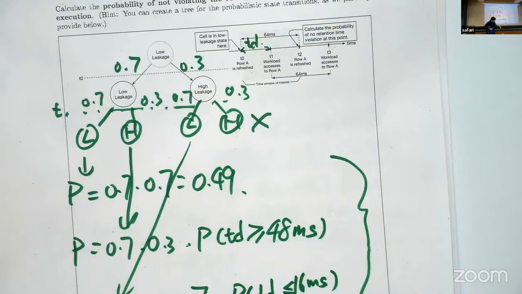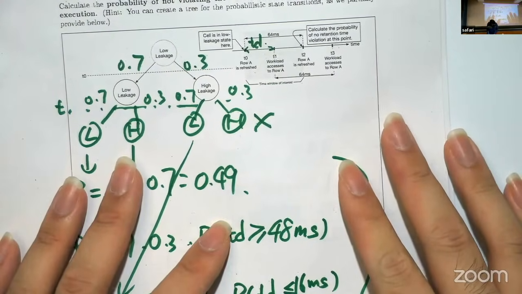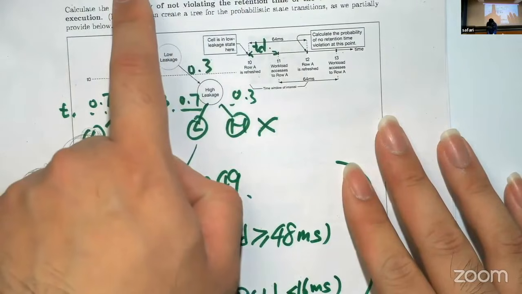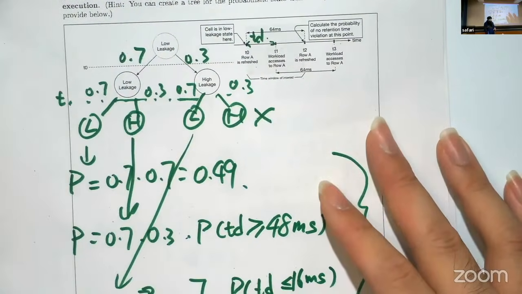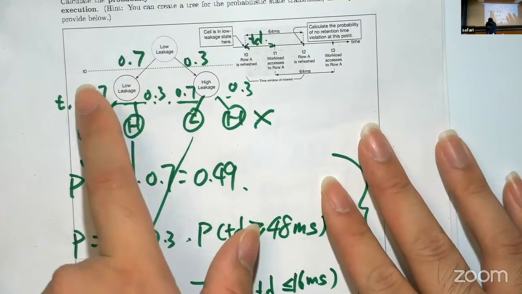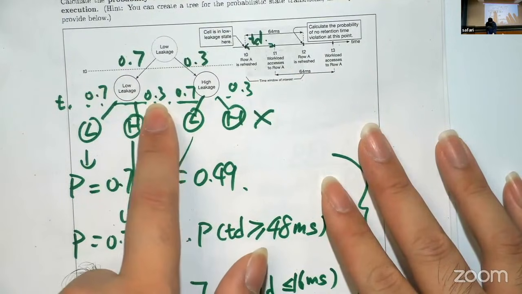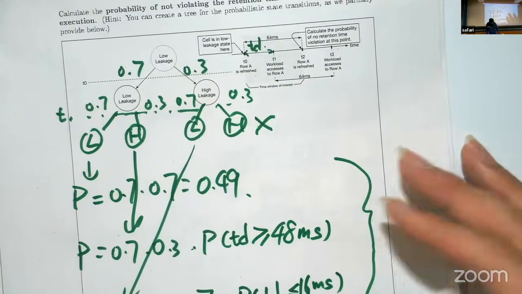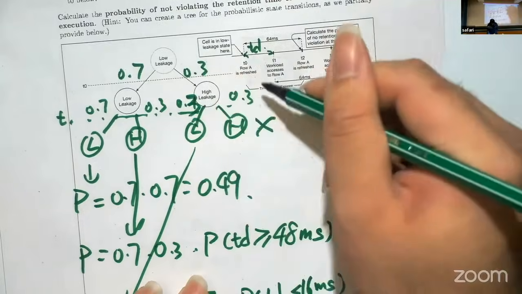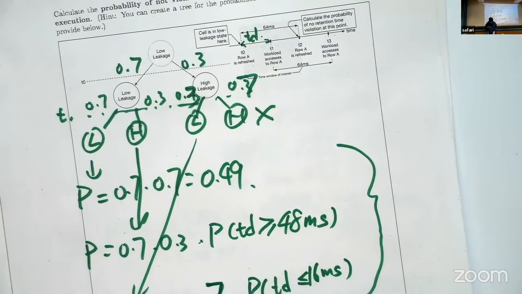Sure. For the bottom right of the tree, isn't it reverse the probabilities, like from high to high it should be 0.7? I guess maybe it doesn't matter in the answer, but it says if the state is changed, then it has a 30% probability. So from low to low it's 70%, low to high is 30%, high to low... yes, so this should be 3 and 7. And this should be 3, yeah, thanks.